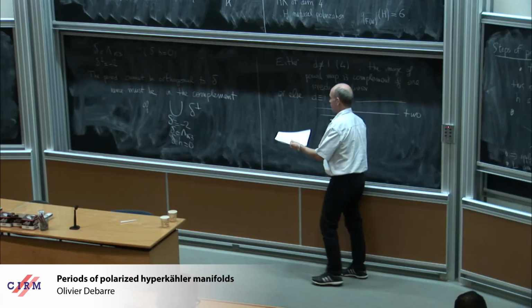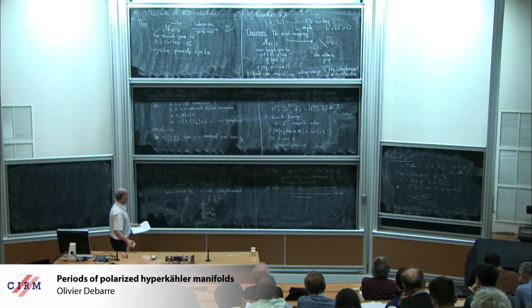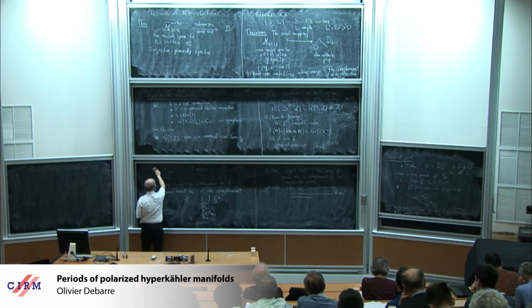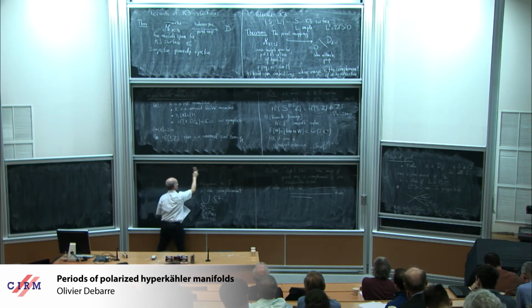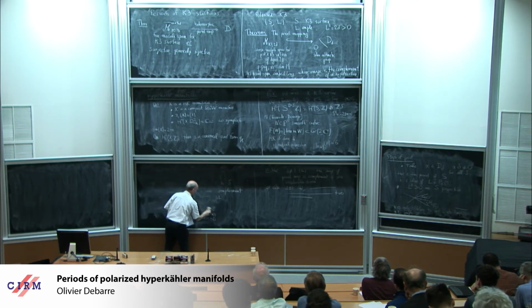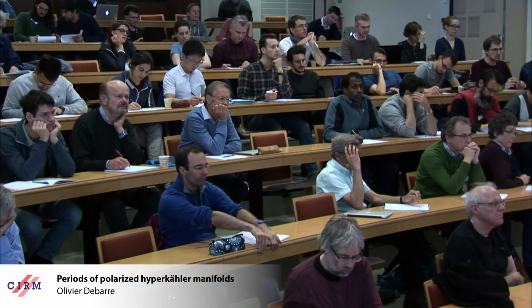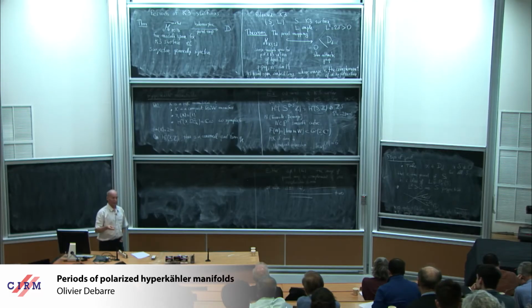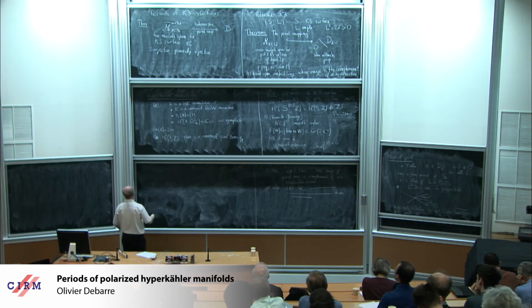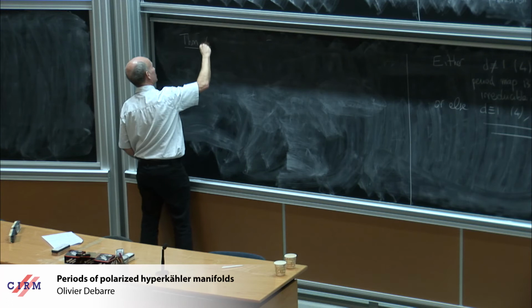So now I want to state the analogous theorems that I stated for K3 surfaces. So they have to do with the period map. I mean, the aim of the talk is to study the period map of, let's say, polarized hyperkähler manifolds. So first of all, I'll start with sort of an unpolarized period map. So the theorem is completely analogous. It's due to Huybrechts.